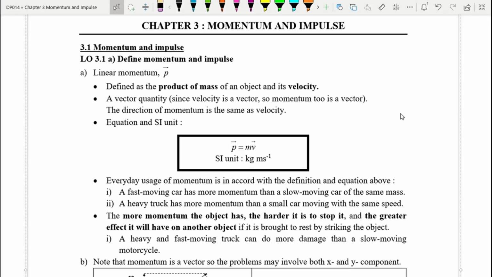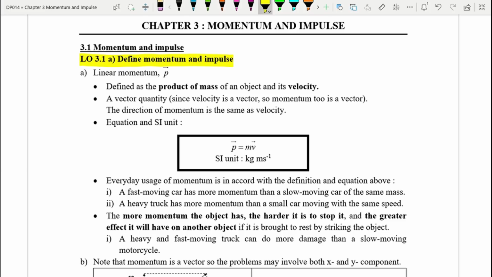Assalamualaikum and hi everyone. So for today's lesson, we are going to enter the new topic which is chapter 3, momentum and impulse. So first, let's look at the learning outcome for 3.1a. At the end of the lesson, we are going to define two quantities, momentum and also impulse.